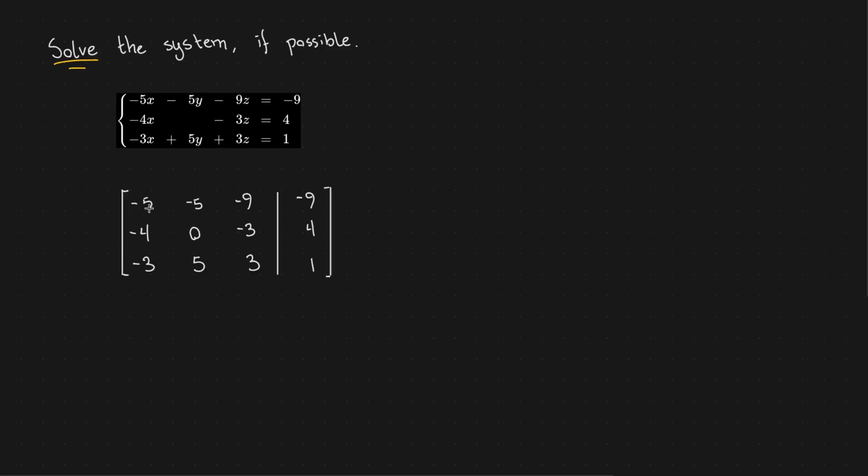Okay, so this is going to be my first leading entry, and I'm going to want zeros below it. When getting into row echelon form, you want to go column by column. So I'm going to go to this first column. This is going to be my leading entry, and below it I want zeros. Okay?